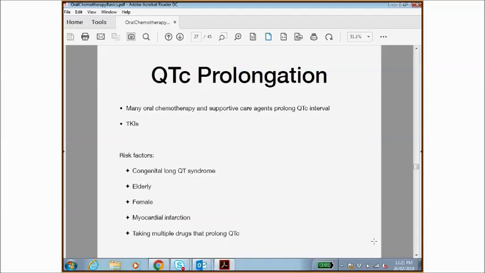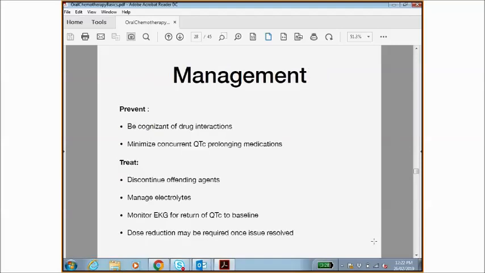So our favorite, QT prolongation. Many oral chemotherapy and supportive care agents can prolong the QT interval. And so we all know the risk factors: congenital long QT syndrome, elderly, female, MI, or taking multiple drugs that prolong QTc. And our chemo patients often are on a lot of drugs. They may be on an antidepressant, an anti-nauseant, and their chemo drugs. So quite often they are on medications that prolong this interval.